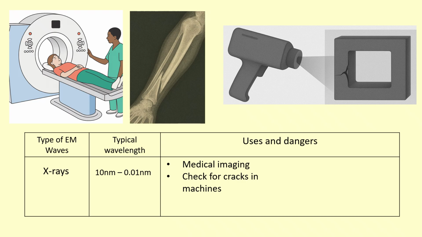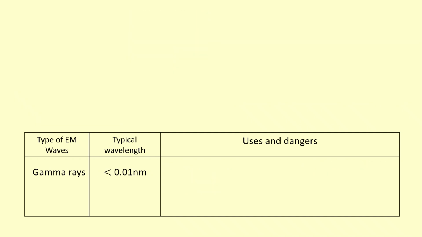Now, X-rays are very high energy, so it's what we call ionizing radiation, which means that it could cause mutations in the genes of people when they're exposed to it, and it could lead to cancer. So there's a risk of cancer with X-rays. Okay, finally, the shortest wavelength, we've got gamma rays. Gamma rays are used to sterilize food and medical equipment.